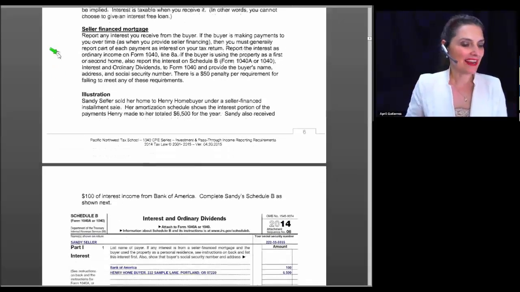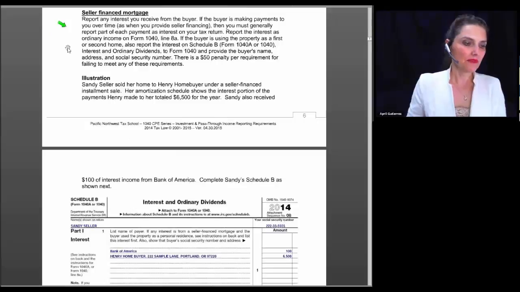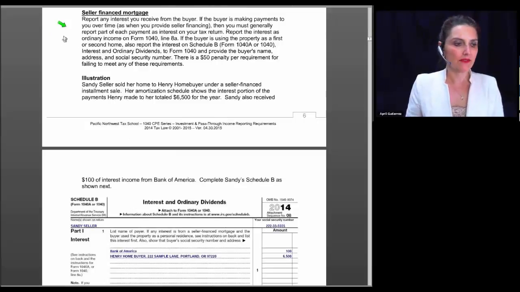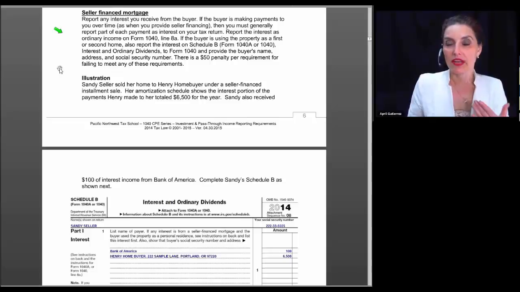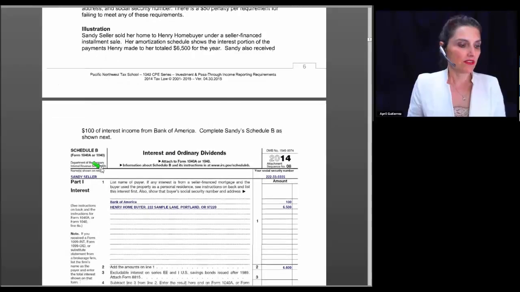All right, seller financed mortgage. You should report any interest you receive from the buyer on your tax return. And if the buyer is making payments to you over time, as when you provide seller financing, you must generally report any part of each payment that is interest on your tax return, and you need to attach Schedule B. And on Schedule B, you need to show the name, Social Security number, and address of the person who is making those mortgage interest payments to you.